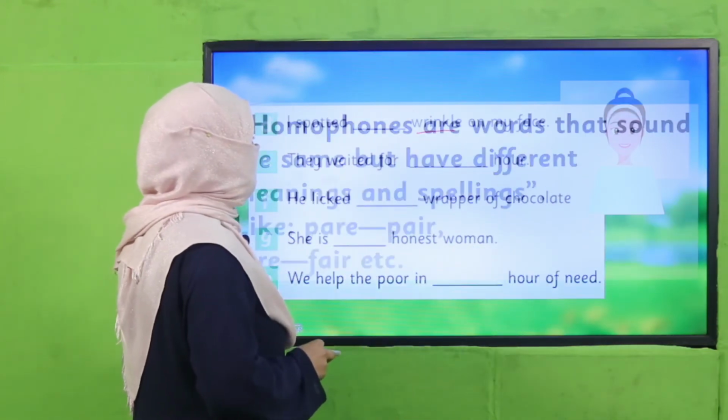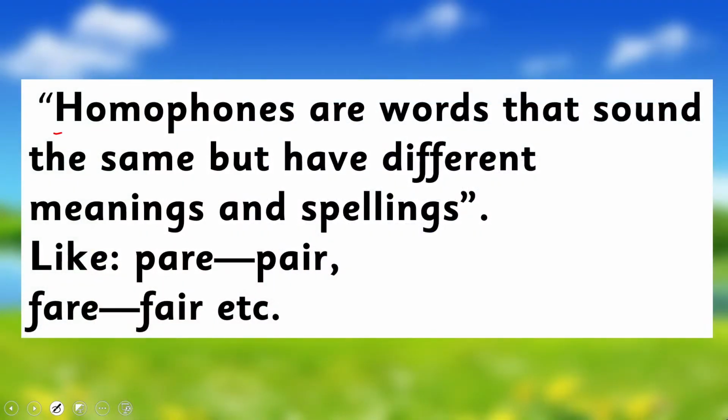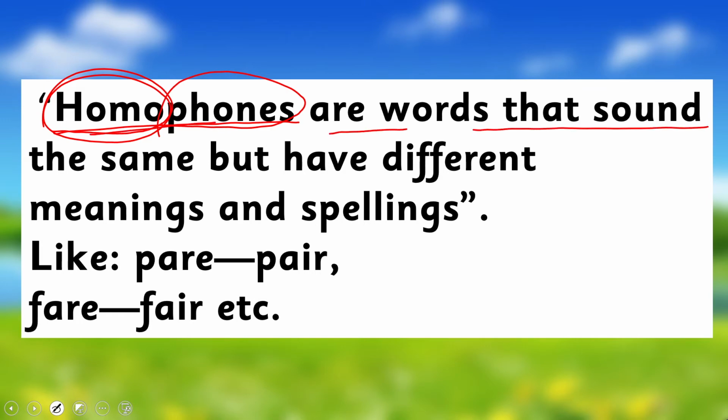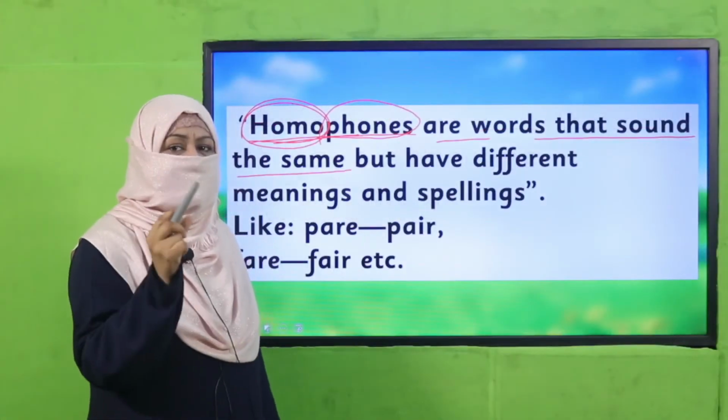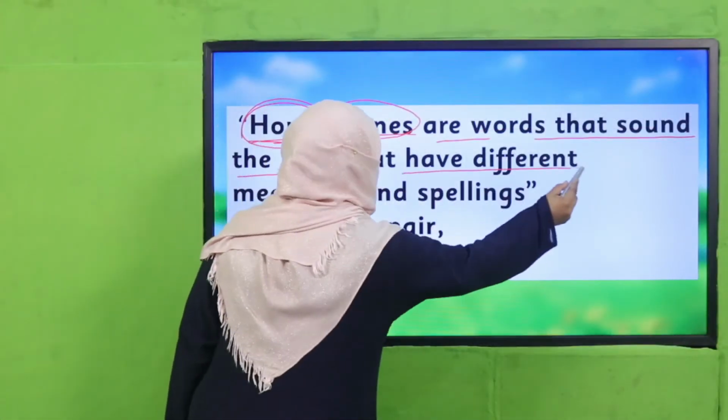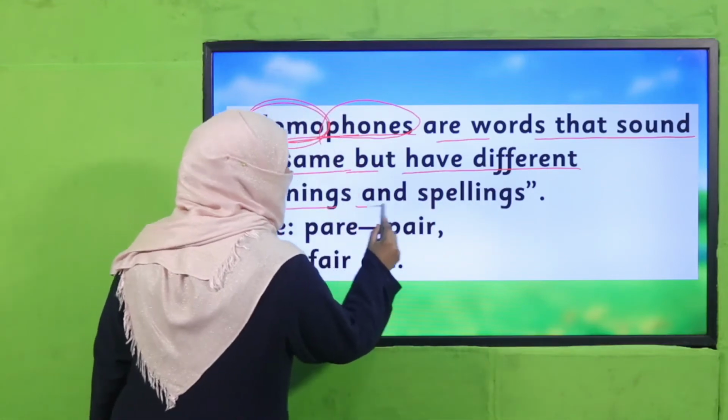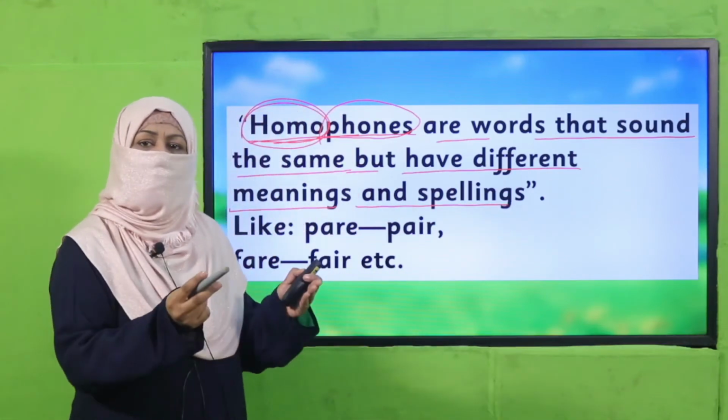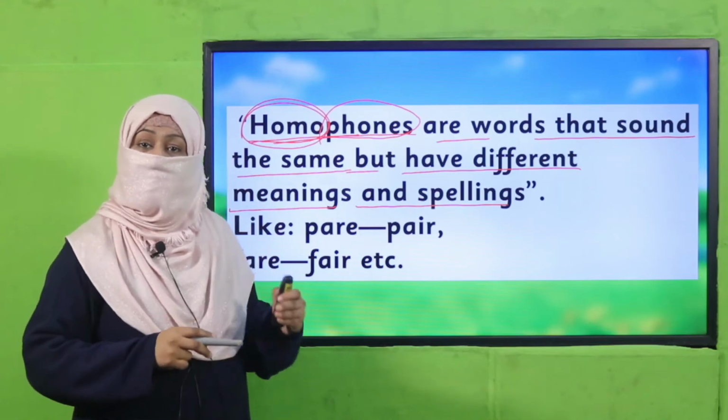All right, the next concept we are going to learn is homophones. Homo means same. Homo, same. And phone means sound. So homophones are words that sound the same. Means when you say them, you make the same sound, but they have different meanings and spellings. Their meanings and spellings both are different, though they sound the same.